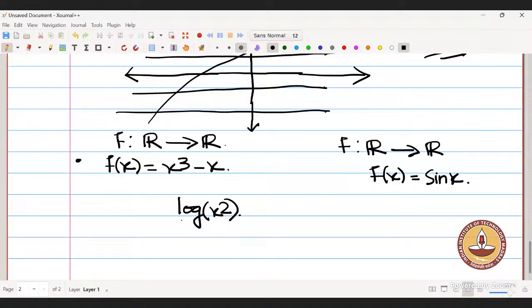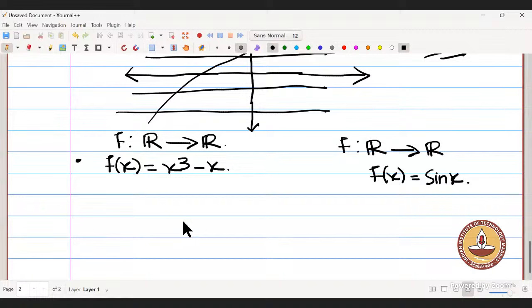So you can create a lot of functions which are not one-to-one. Of course, this modulus and square are not one-to-one, but again, you can create a lot more functions which are not one-to-one.